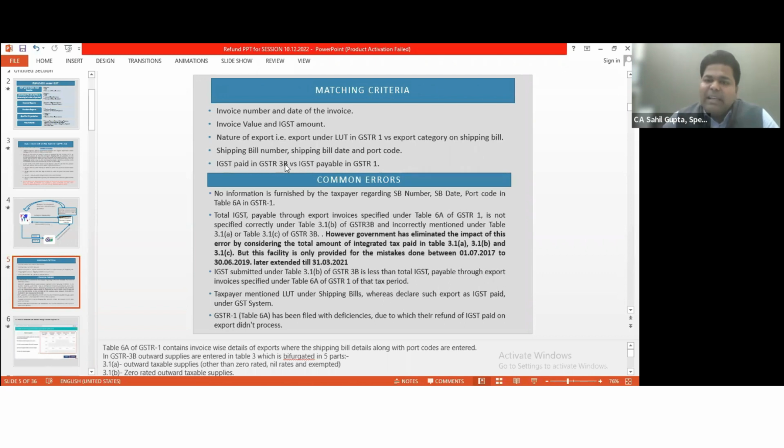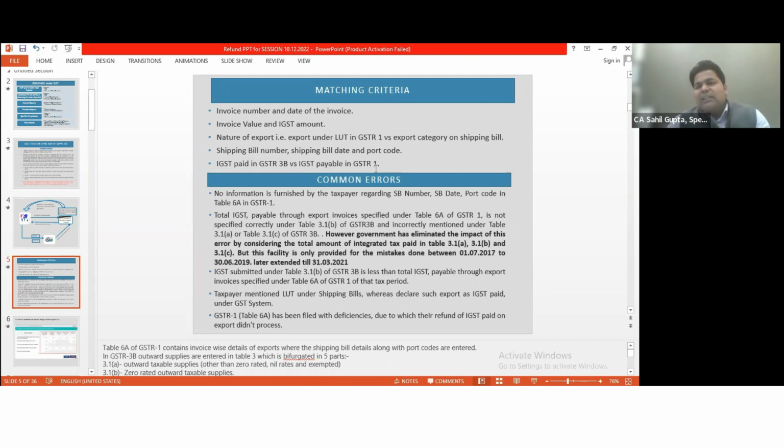Secondly, FOB value is considered by the government. If we have a CIF value contract, then GST payable on the FOB value, whether we have paid on CIF amount or not, the tax payable on FOB value will be refunded. Then nature of export, that is whether it is under LUT in GSTR 1 or with payment of taxes. These are the matching criteria which are matched by the customs officer on the customs ICEGATE portal: shipping bill number, shipping bill date, port code, and IGST paid in GSTR 3B versus IGST payable in GSTR 1.